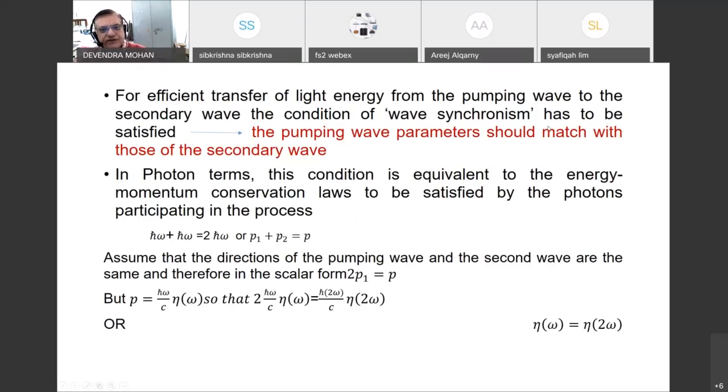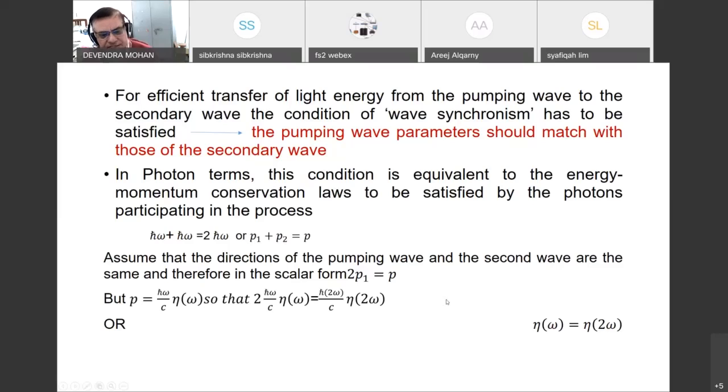The pumping wave parameter should match those of the secondary wave. In photon terms, this is equivalent to energy momentum conservation, where we are saying that h cross omega plus h cross omega is equal to 2h cross omega, or we can write P1 plus P2 is equal to P. Assuming that the directions of the pumping wave and the second wave are the same, in scalar form P1 and P2 can be replaced by twice P1 is equal to P. So P is equal to h cross omega upon c.